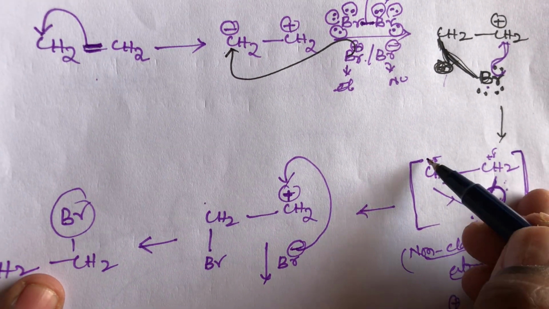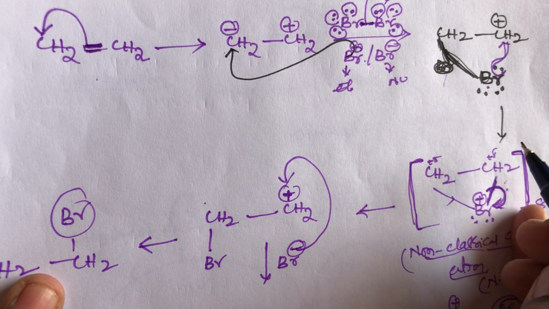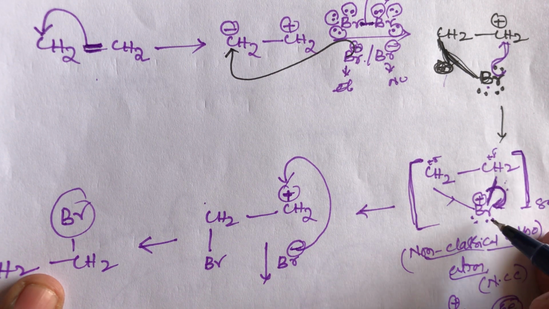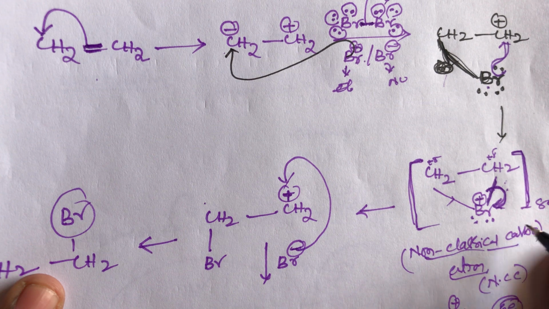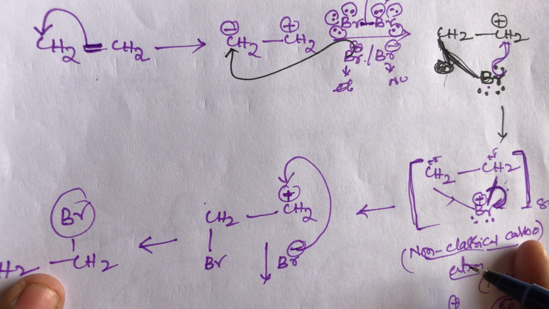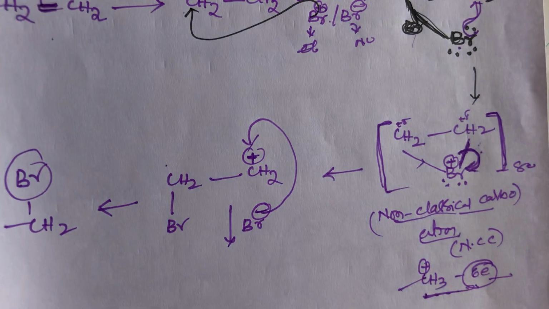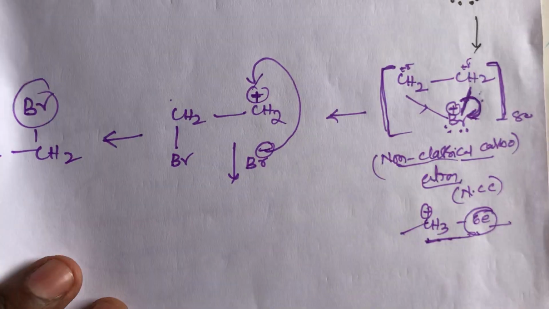This non-classical carbocation is more stable than classical carbocation because this intermediate has a complete octet. The CH2, the other CH2 and the Br, everything has an octet, because each has 8 electrons. That is why it is called a cyclic bromonium ion or non-classical carbocation. It is more stable than classical carbocation.